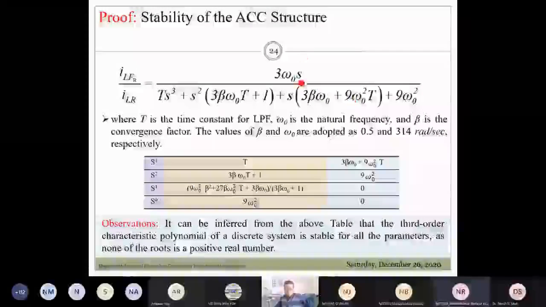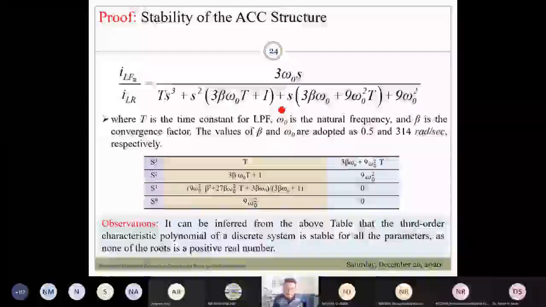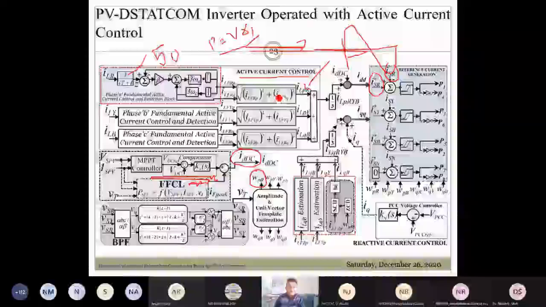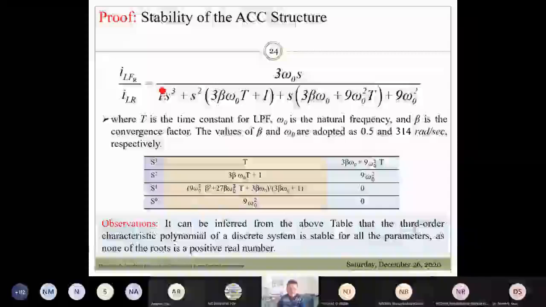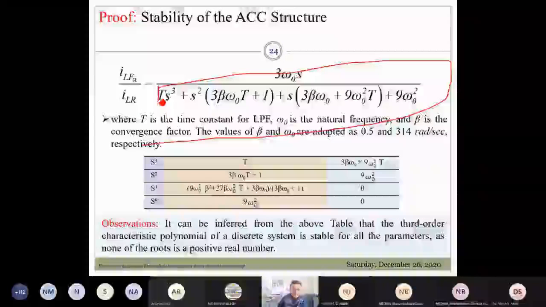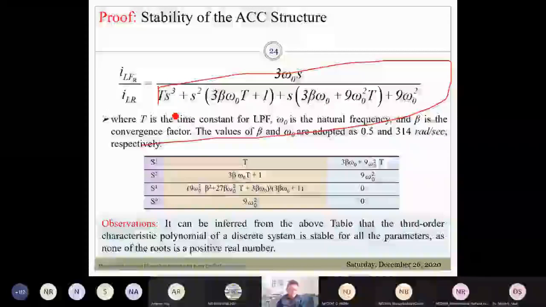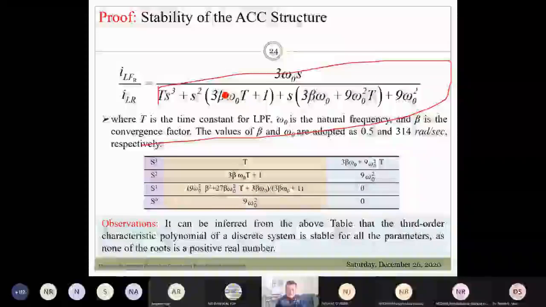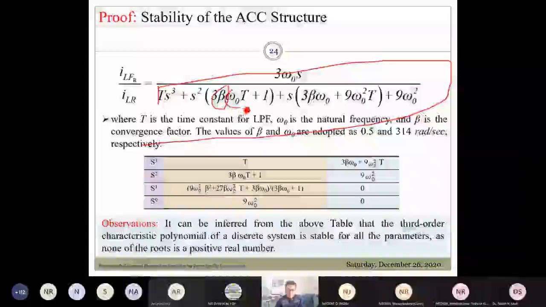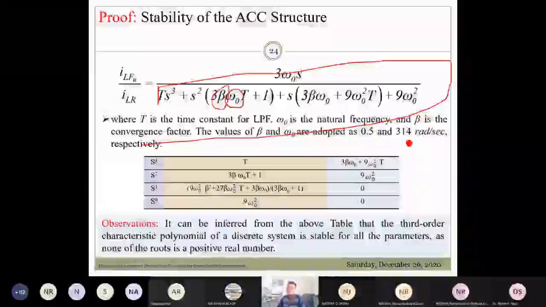Okay, so the key purpose of this slide is to study the stability aspect of this devised active current control loop. The characteristic equation I have mentioned here. It can be inferred that the parameters like T, the time constant of the LPF, which is 0.7 if I'm not wrong, then beta is the convergence factor which I have taken as 0.5, and omega naught is the natural frequency in radian per second, that is 340.